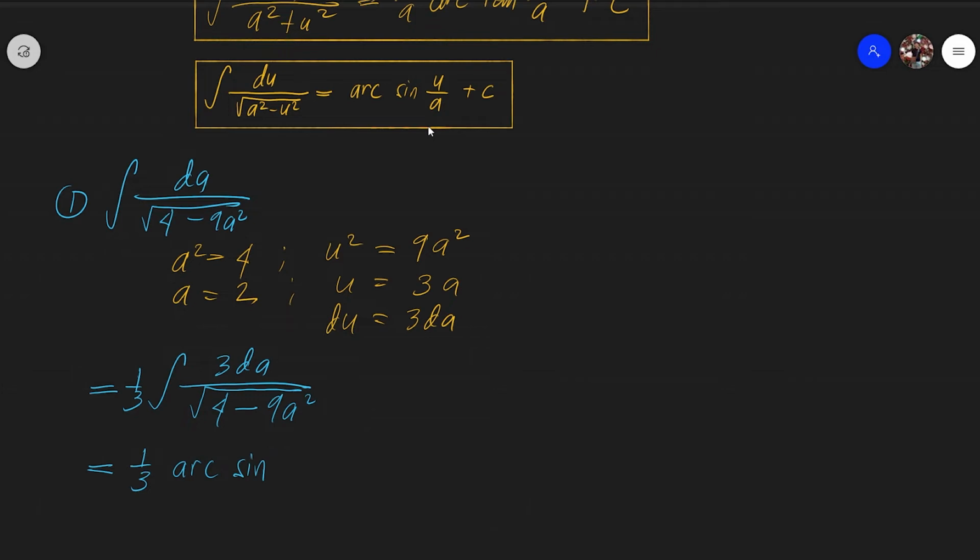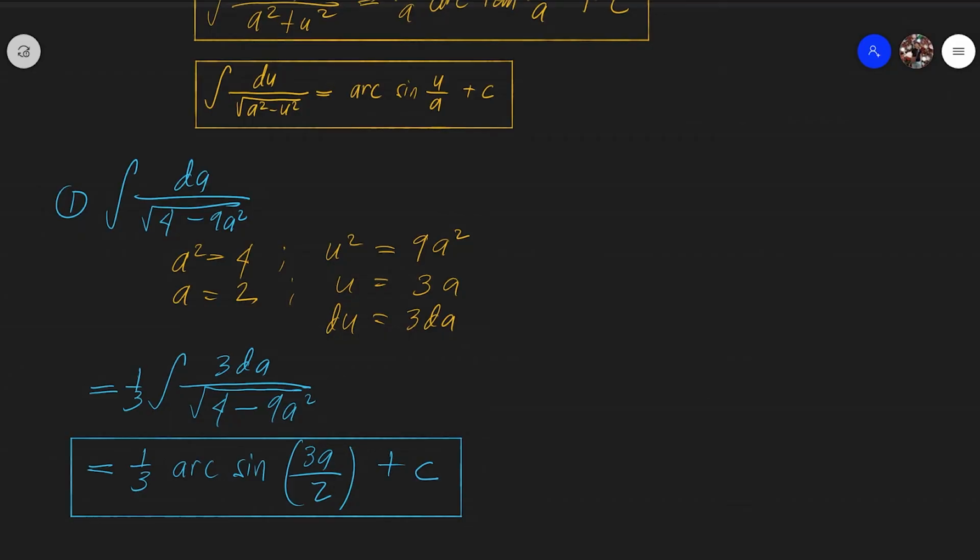Your u is here, it's already here, that is 3a over the value of a. Your a is 2. So this will be over 2. And of course, plus c, or the arbitrary constant. Okay, so this is our final answer.